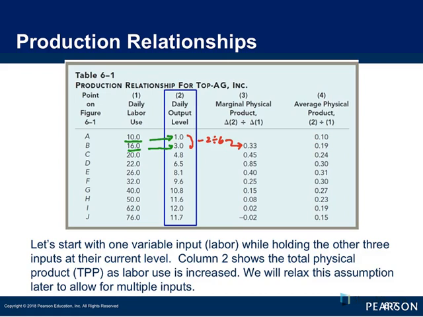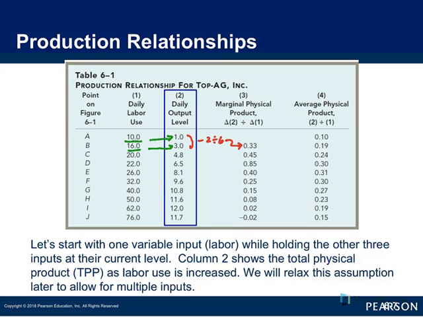On the same side, we can see that there is an average physical product. That's a little bit easier to accomplish. The average physical product, we just take the number, the output that we have, and divide it by the input.